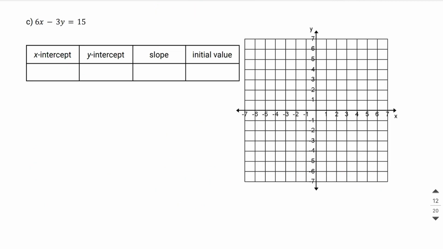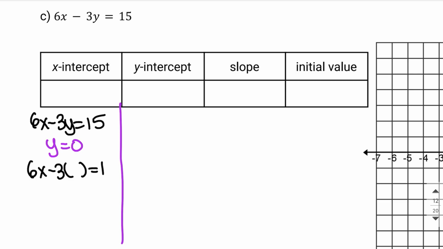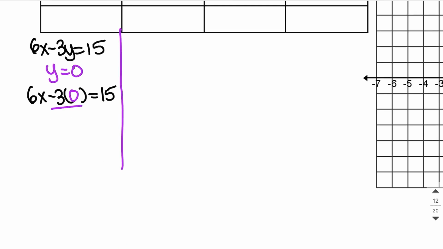All right, in the next example right here, let's go ahead and find our x-intercept first. So our x-intercept will always happen when y equals 0. So I'll write down my equation. So I'm going to sub in y equals 0. So I'm going to say 6x minus 3 times 0 equals 15. So then 3 times 0 is 0. So I get 6x plus 0 minus 0. It doesn't really matter. 6x plus 0 is just simply 6x.